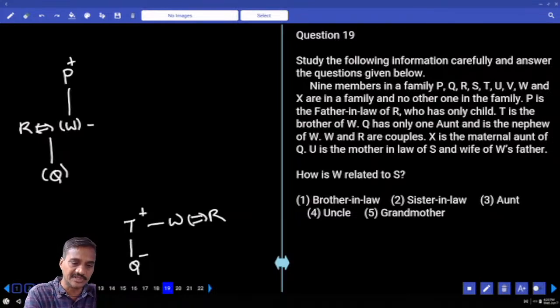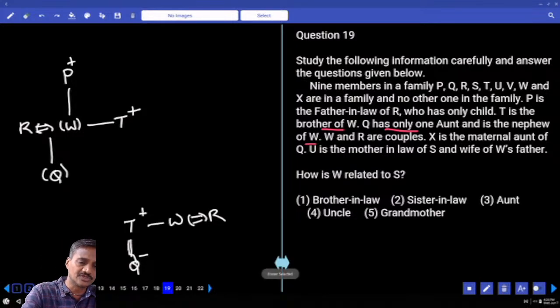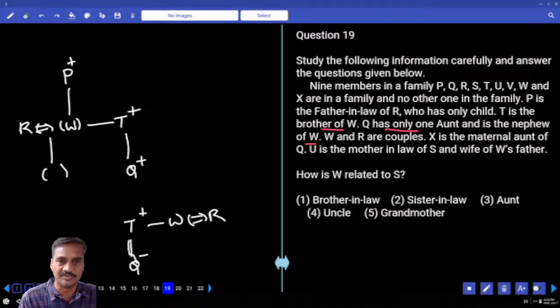And T and W are siblings to each other, so T is here. T is the brother of W. Q is the nephew of W, and so Q cannot be at this place, R and W are married. Where is this Q? Q must be the nephew of W, that is W's brother's son.